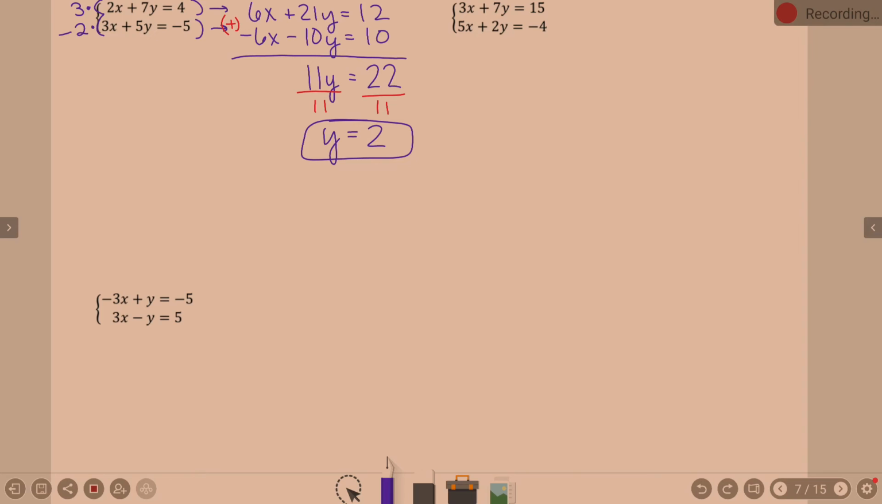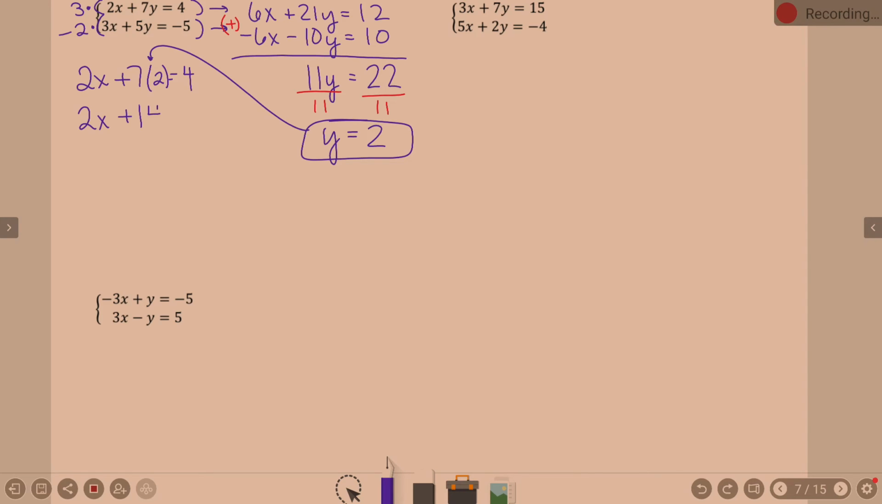So, if I use the top one, now, I guess I need a comment about this. I'm going back to the originals. Okay? To me, the originals have smaller numbers. I'm going to use the originals. Could you use the ones you multiplied by over here? You could. But for me, I'm going to go back to the originals. So if I use the top, 2x plus 7y, which is 2, equals 4.